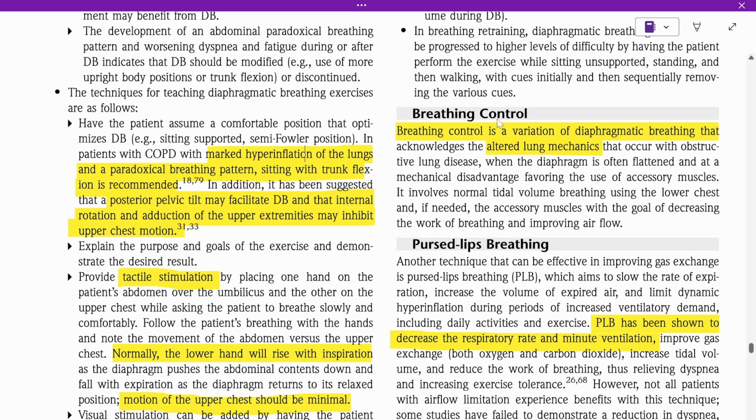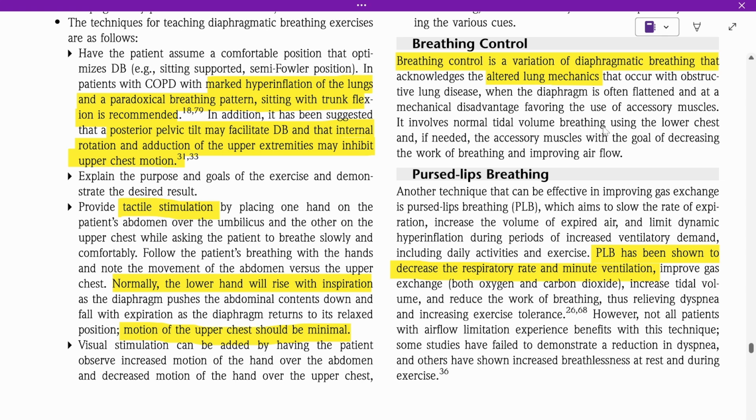Breathing control. Breathing control is a variation of diaphragmatic breathing that acknowledges the altered lung mechanics that occur with obstructive lung disease, when the diaphragm is often flattened and at a mechanical disadvantage, favoring the use of accessory muscles. It involves normal tidal volume breathing using the lower chest and, if needed, the accessory muscles, with the goal of decreasing the work of breathing and improving airflow.